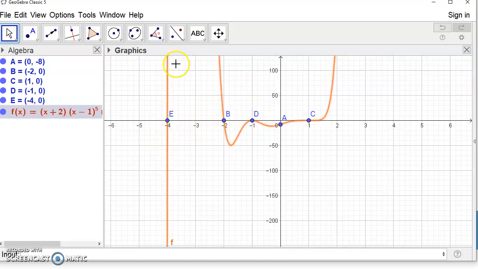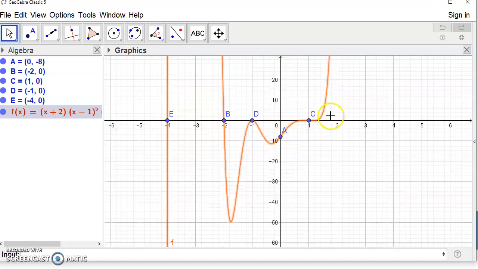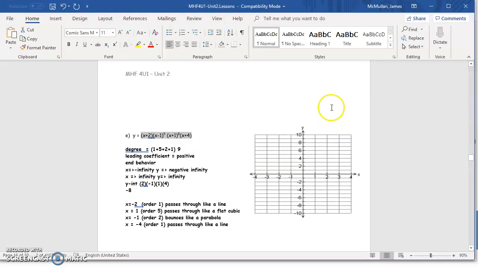So it passes through E like a line. It passes through B like a line. It bounces off D like a parabola. And it passes through C like a cubic. It's a quintic, but you know, a cubic and a quintic look the same. It's just flatter. The quintic is just flatter than the cubic.